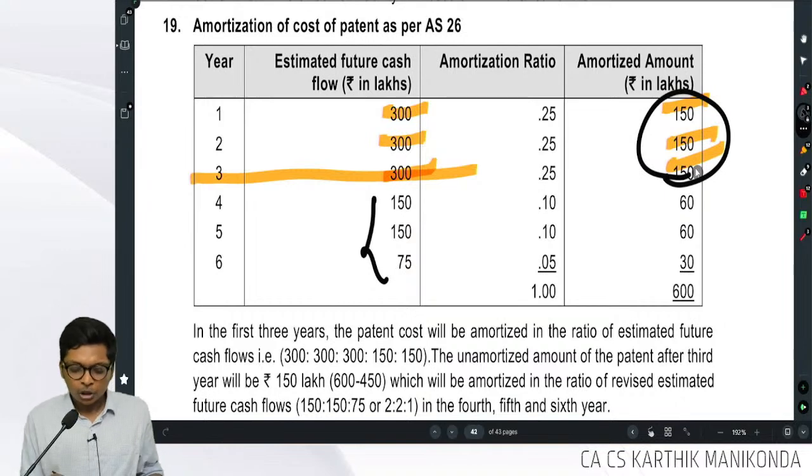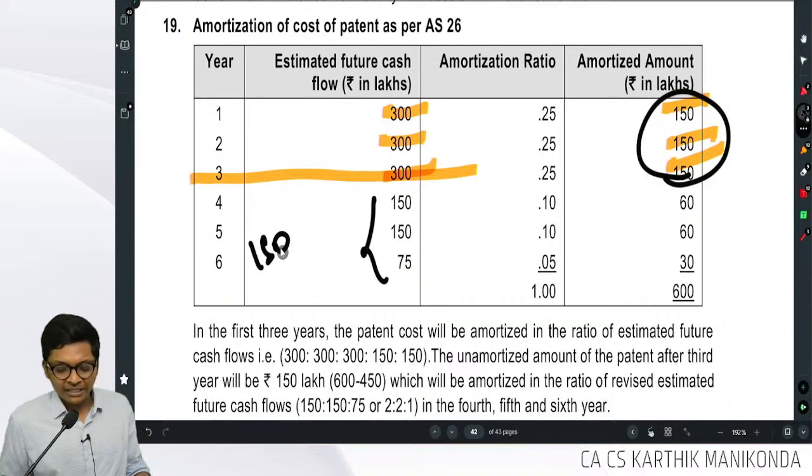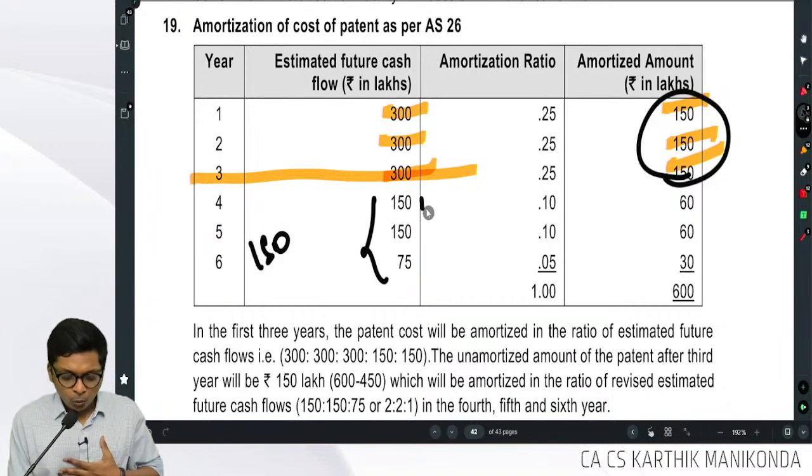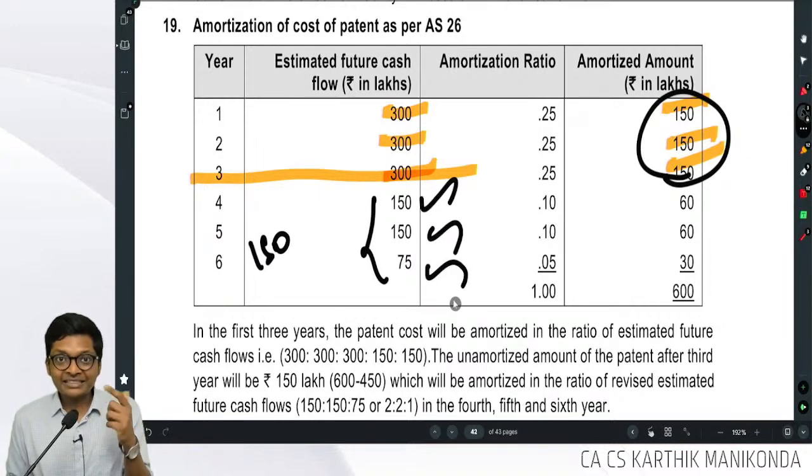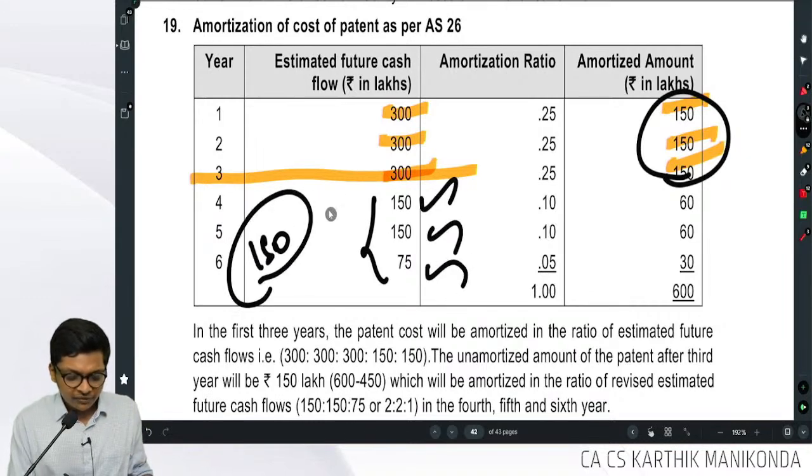450 is apportioned. So out of 600, if I remove 450, I am left with 150. But when I am left with 150, the future cash flows are now 150, 150, 75. Extend by one more year. So this 150, I will now apportion in my new ratio of 15 is to 15 is to 7.5.